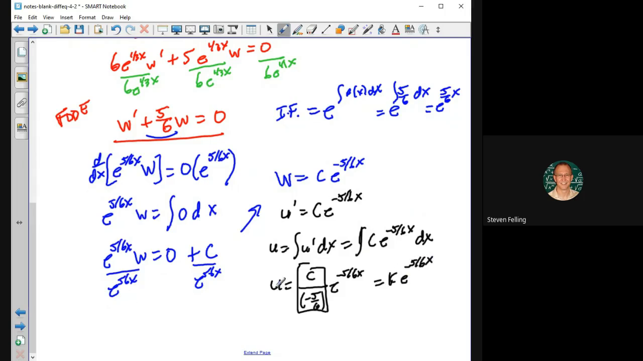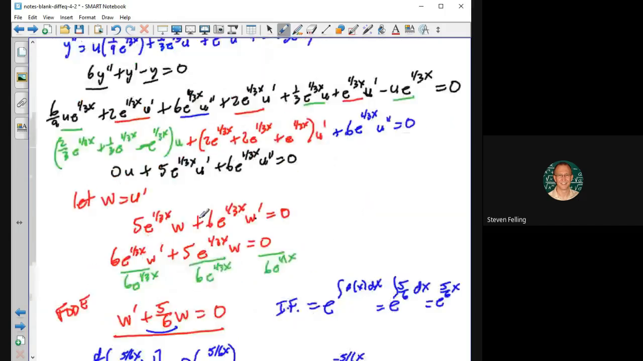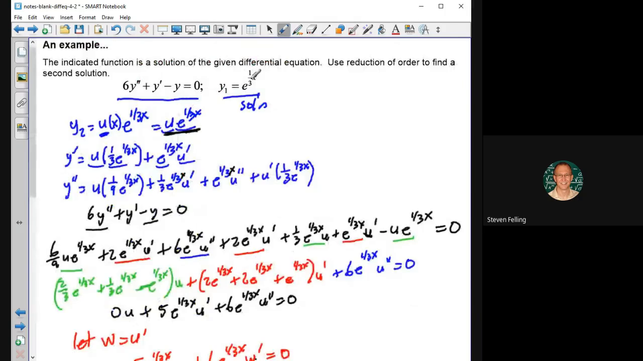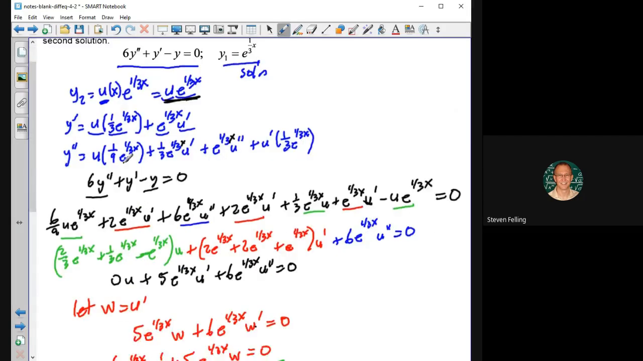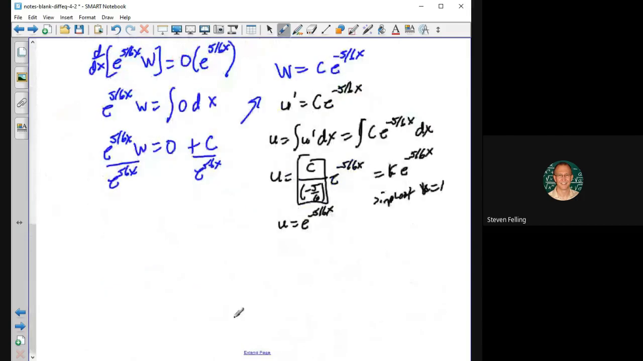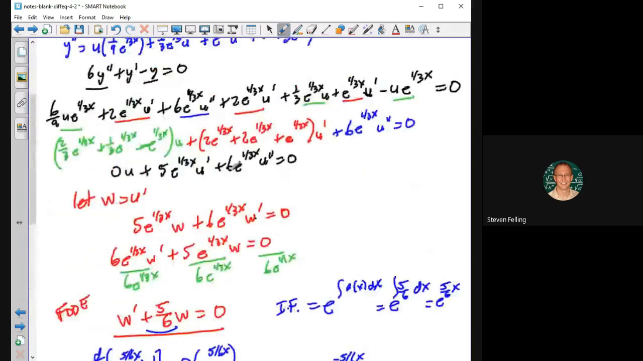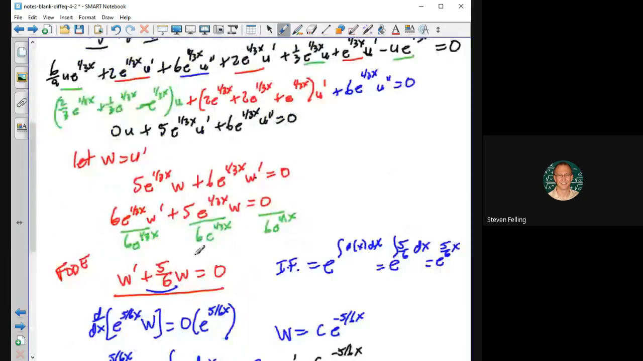And what that's saying is that this u function that we postulated would exist that would make this a solution can be any function of this form. So I can choose any value I want for this k. The simplest is just to let k equals 1. So I'm going to say my u function is just e to the negative 5/6x. Okay, so now what we said was that the second solution way back up here was the first solution we were given times whatever we find u to be. So that means that my second solution, y2, is just u times the first solution, and the first solution was e to the 1/3 x.